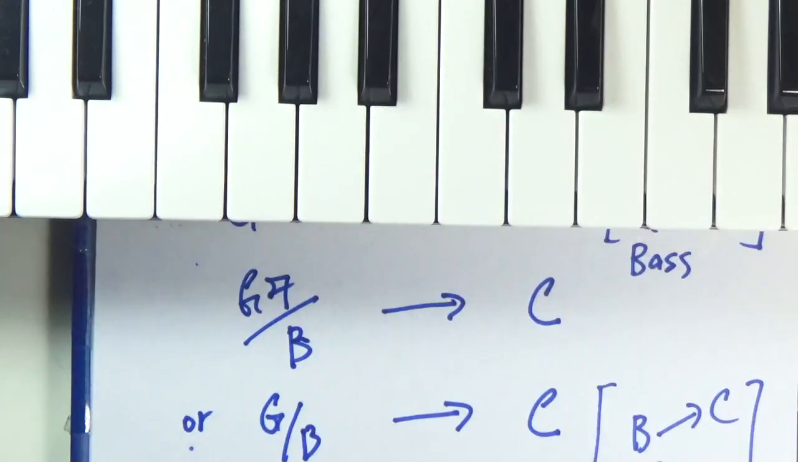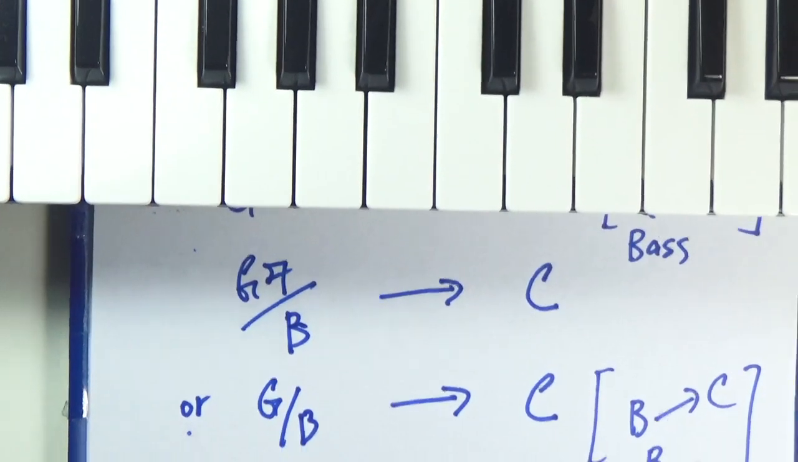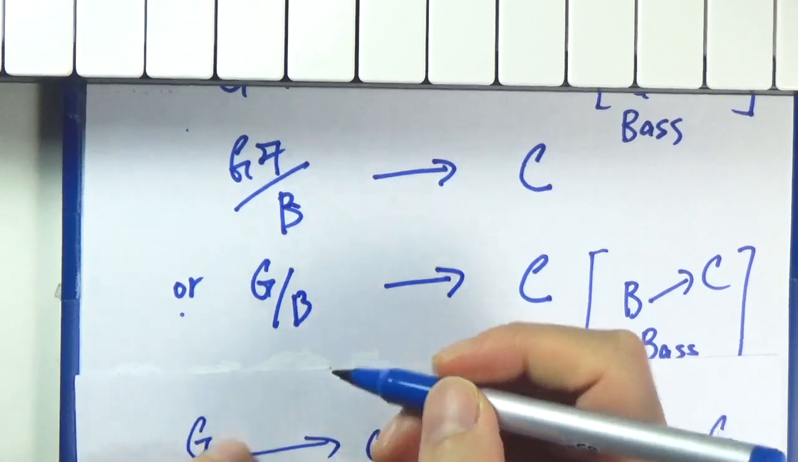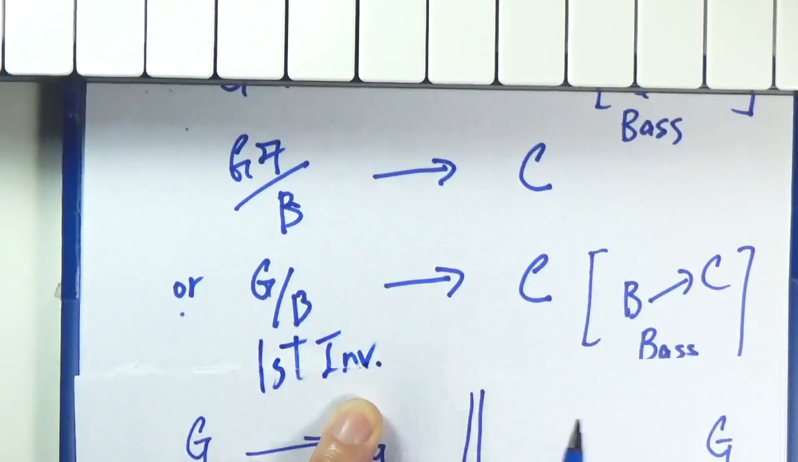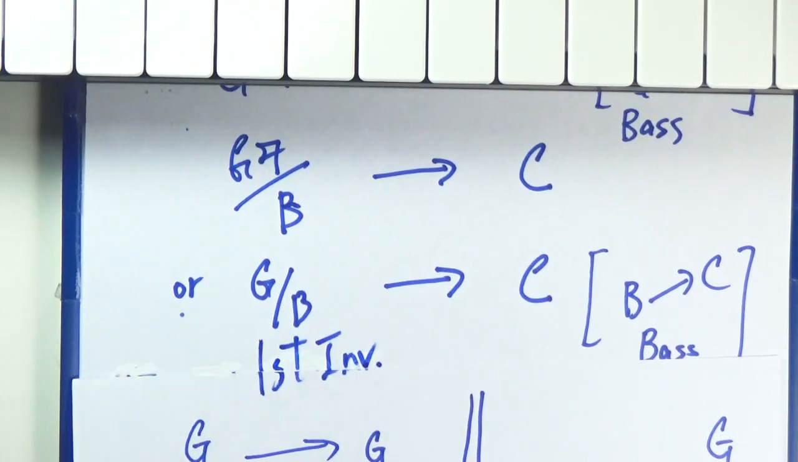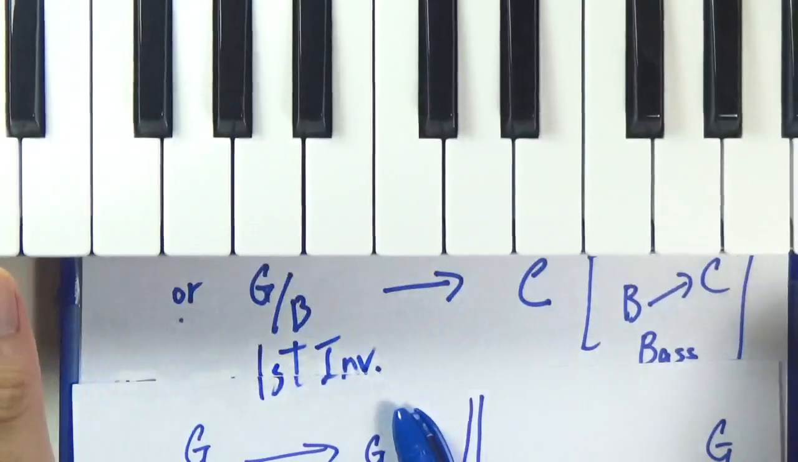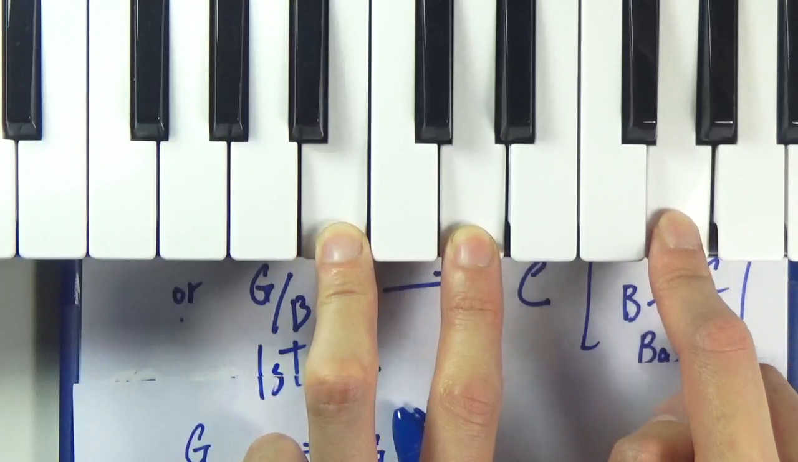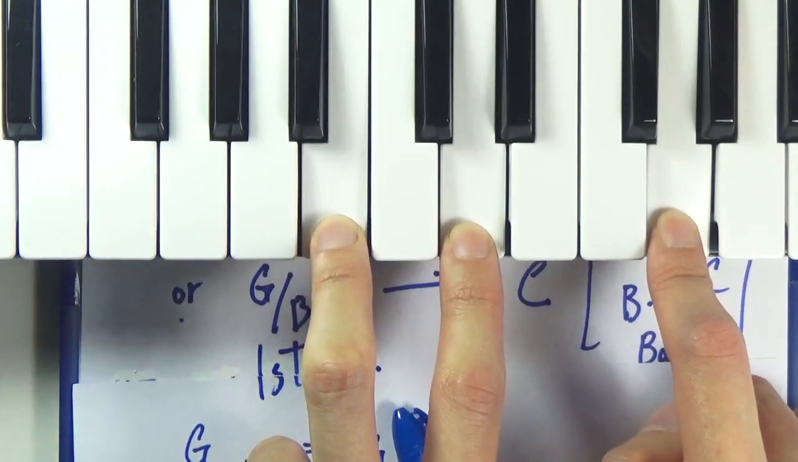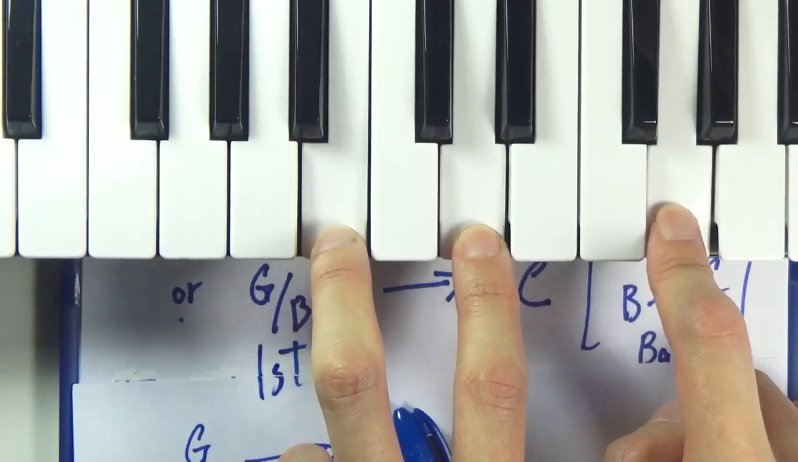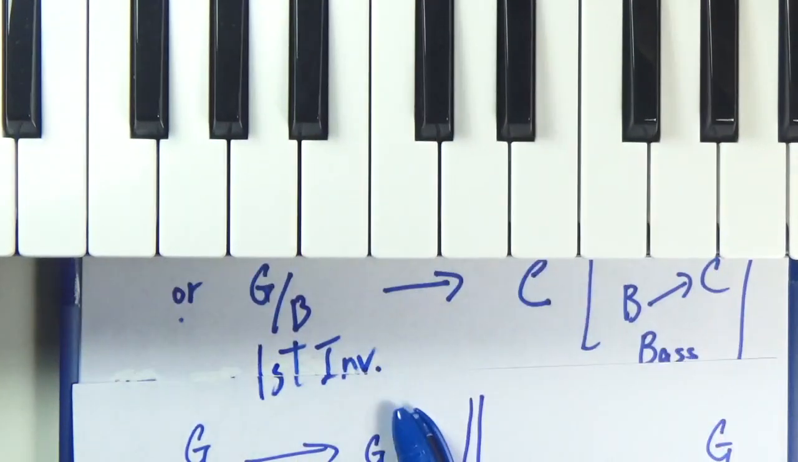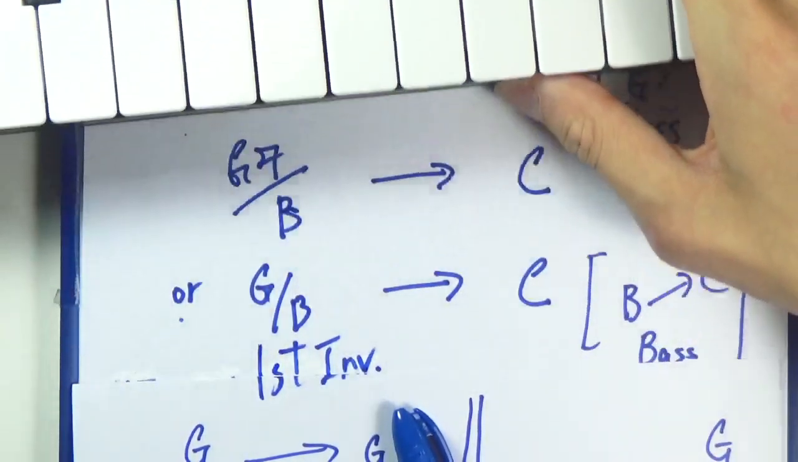and then G7 on B, so that's basically your first inversion. Alright, that's your first inversion. That's your first inversion. Alright. So that would sound something like this. One more time. 5 chord. So very smooth sounding. Alright.